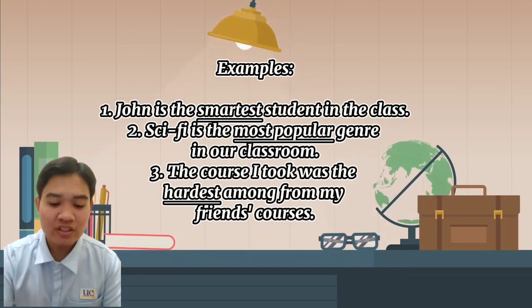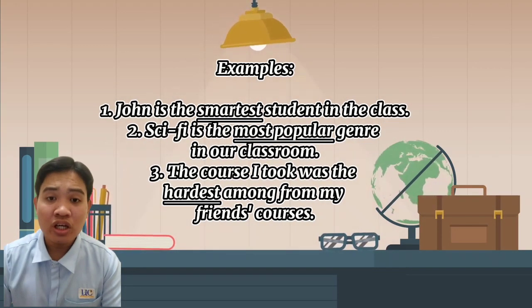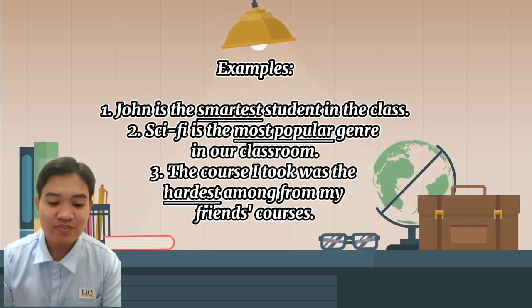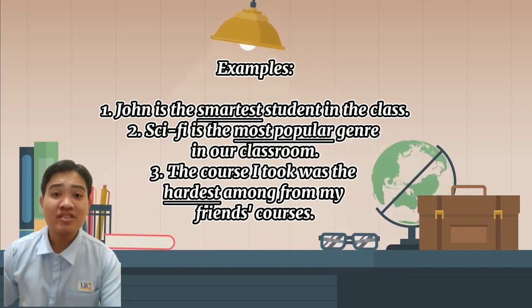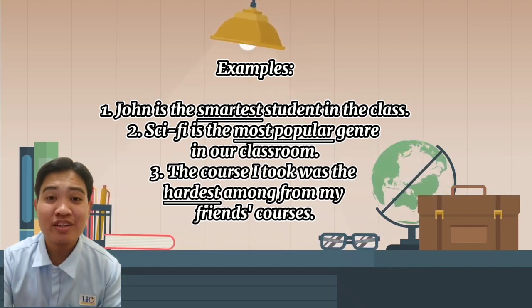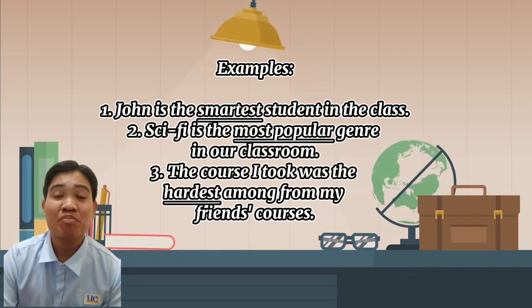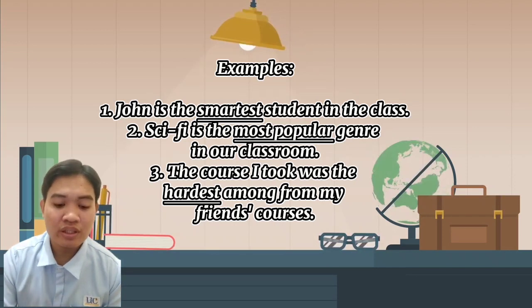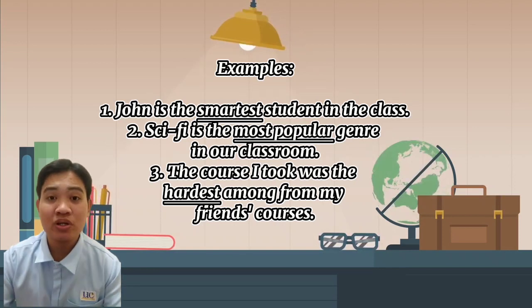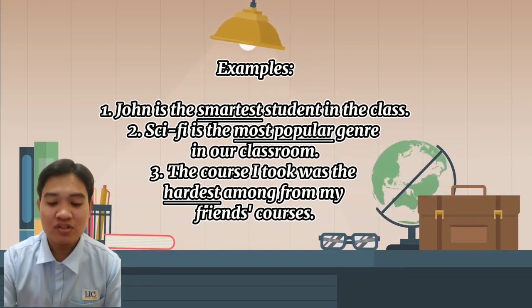So here are examples of the superlative form of adjectives. First one, John is the smartest student in the class. So the word smartest here is in superlative form. The word smart, which is the positive form, will be converted into superlative form because we are indicating that John is superior to the rest of the subjects. That's why it became smartest.